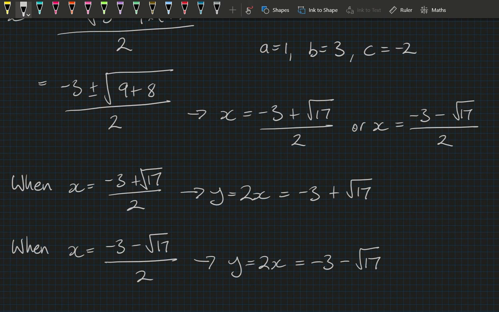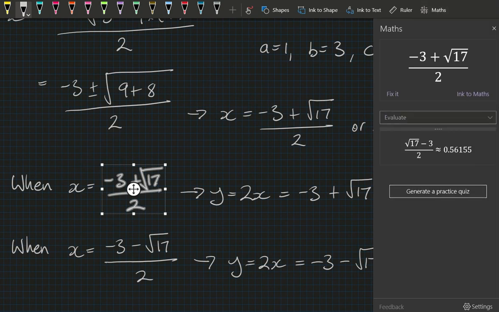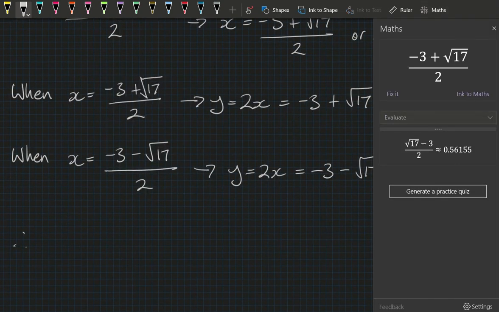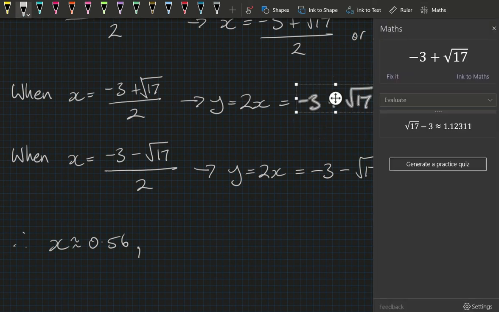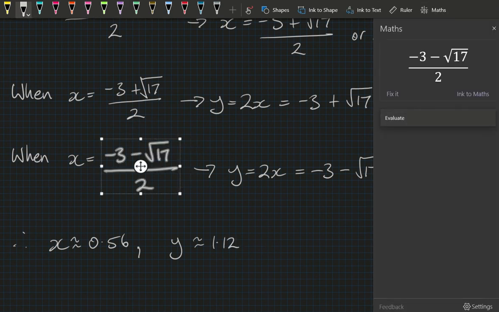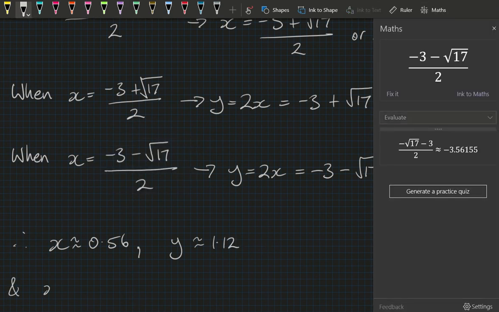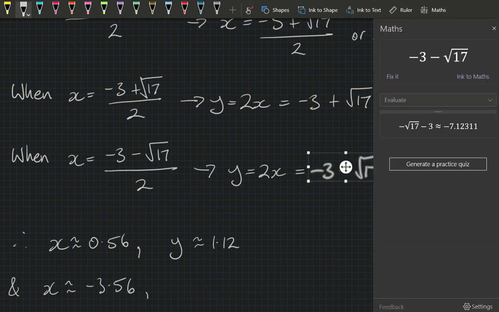So if you were to graph them, I would leave them in their exact form, particularly when you note them down. But it's always good to use a calculator. So let's practice that with one note. All right, so minus 3 plus root 17 on 2 is around about 0.56. And minus 3 plus root 17 is 1.12. And minus 3 minus root 17 on 2 is minus 3.56. And minus 3 minus root 17, minus 7.12.